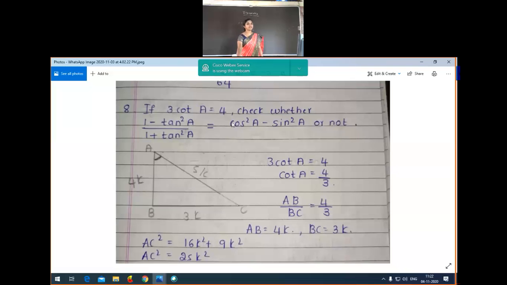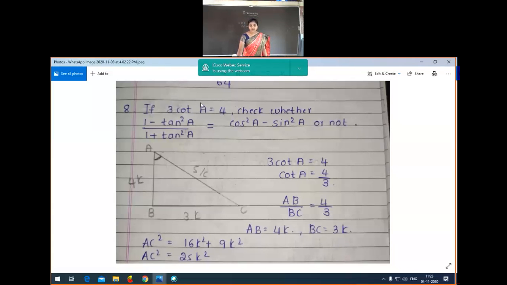If 3 cot A is equal to 4, check whether (1 minus tan square A) divided by (1 plus tan square A) is equal to cos square A minus sin square A or not. So we have to check. We don't know whether these are equal or not. LHS and RHS: whether this is equal to this, we have to check using the condition 3 cot A is equal to 4.